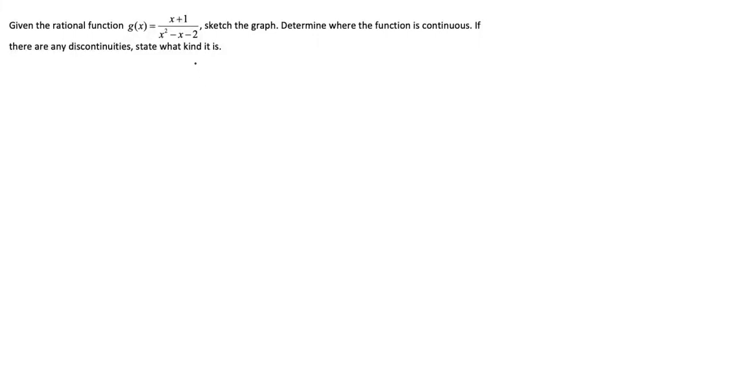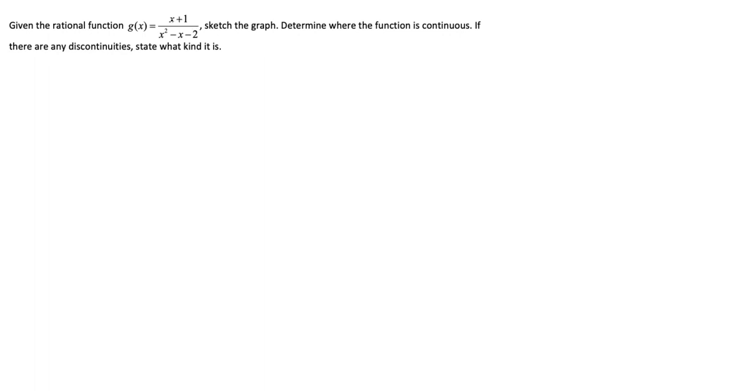Given the rational function g of x equals x plus 1 divided by x squared minus x minus 2, sketch the graph. Determine whether the function is continuous. If there are any discontinuities, state what kind it is. Alright, so we got this rational function here.